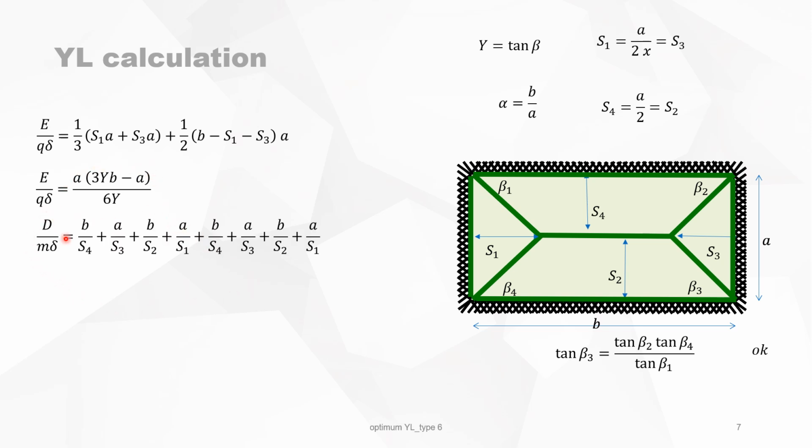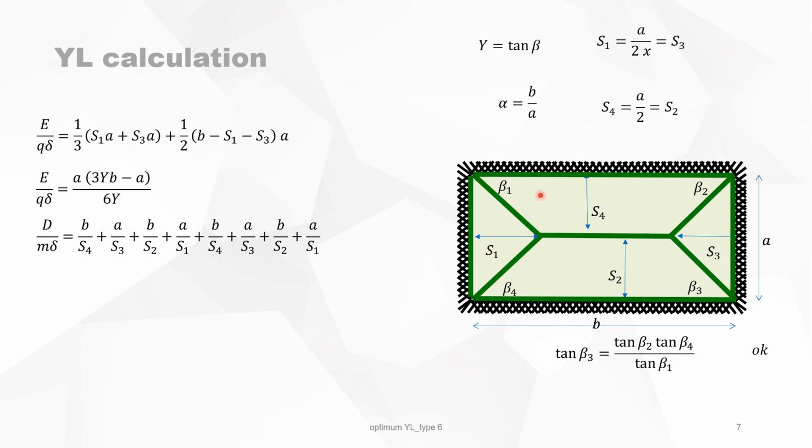The work done by the internal bending moments, divided by the bending moment and divided by the unity of deflection, we obtain the following. It is the bending moment M projected to the axis of rotation. It gives you B multiplied by the angle of rotation, which is delta over S4. So it is B over S4 in total. Then we can do the same for this yield line. It's A divided by S3. The bottom one, it's B divided by S2. And the left one, it's A divided by S1.